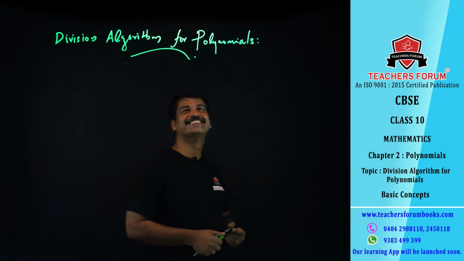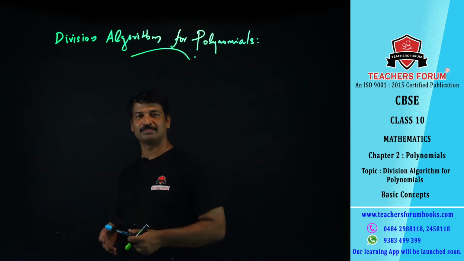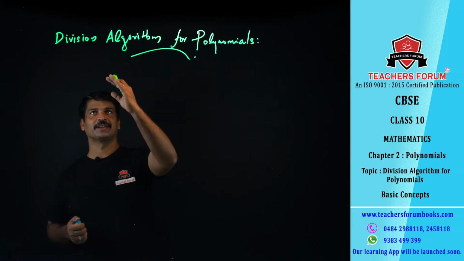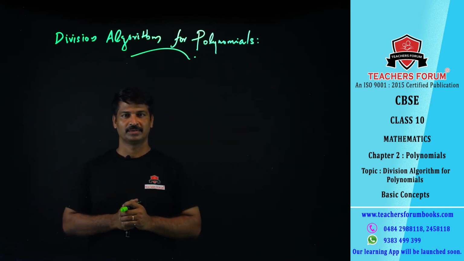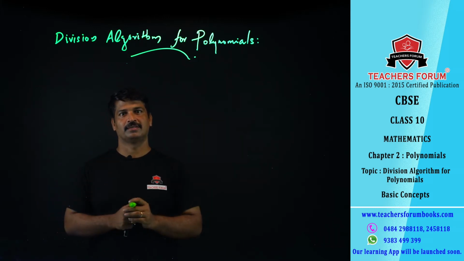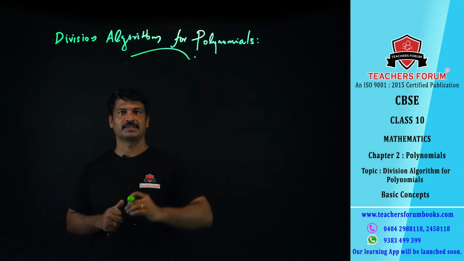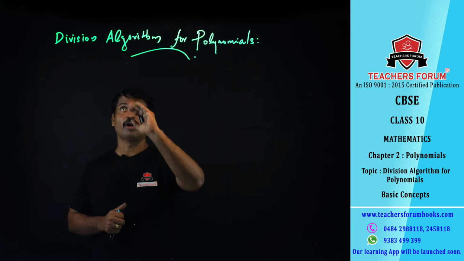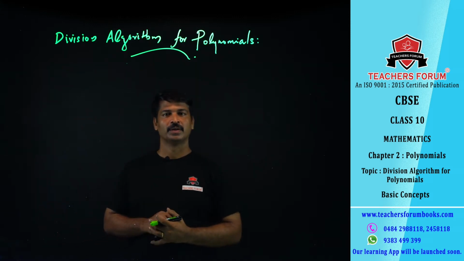Fine, okay. Now let us discuss the next topic from the chapter polynomial. The next topic is division algorithm for polynomials. You can get a sure question of 3 or 5 marks from this chapter, from this particular topic, that is division algorithm for polynomials.